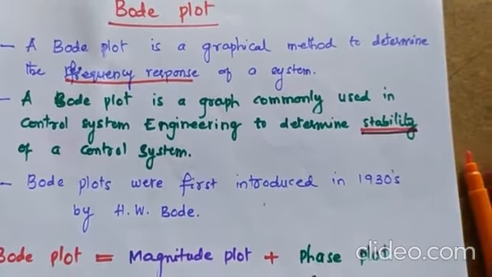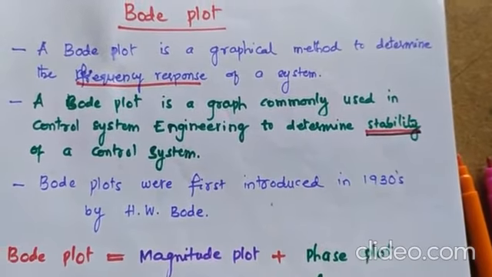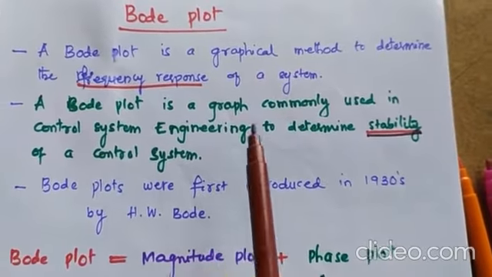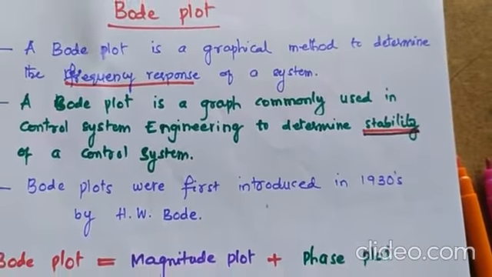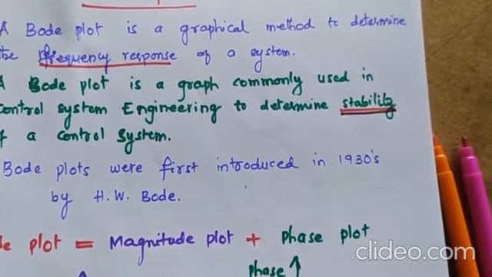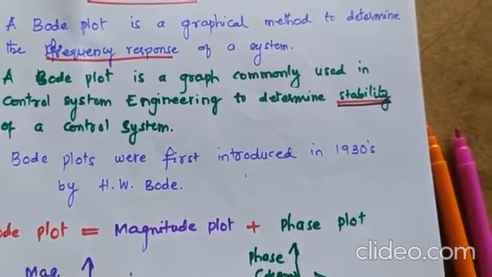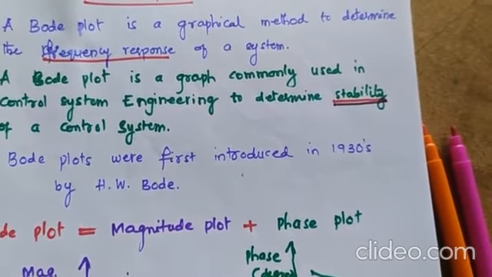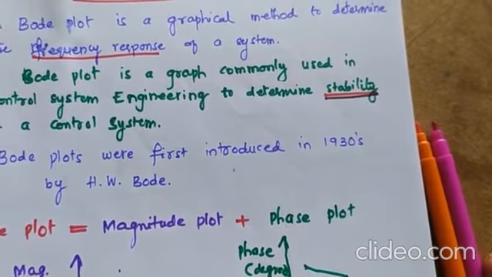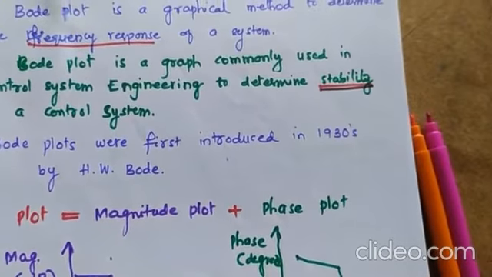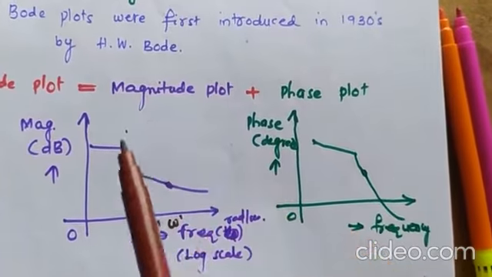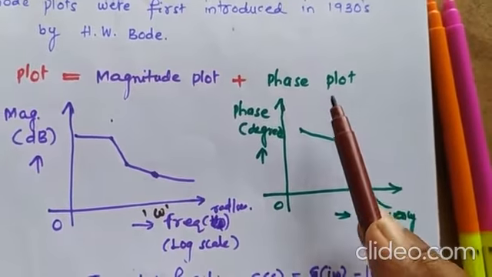A Bode plot, simply, is a graphical method to determine the frequency response of a system. It is also a graphical method used in control systems to determine stability, which was first introduced in the 1930s by H.W. Bode. A Bode plot consists of two plots. One is known as the magnitude plot, and the second one is known as the phase plot.